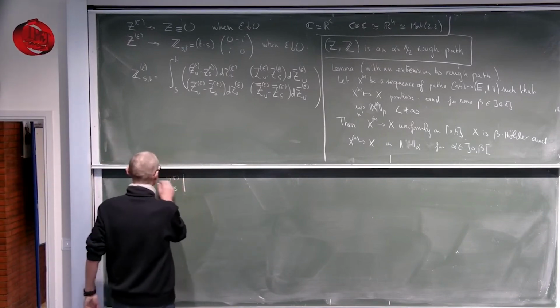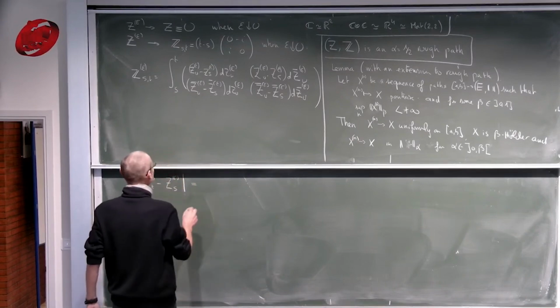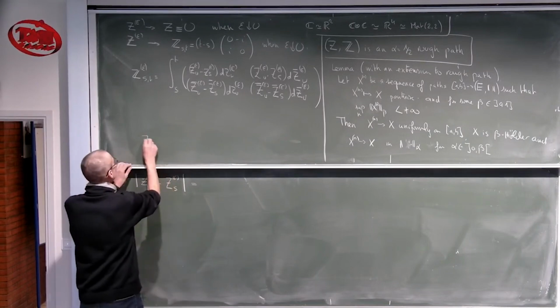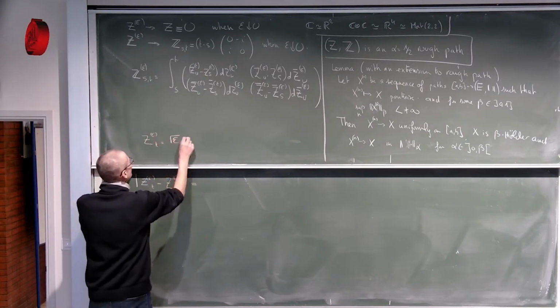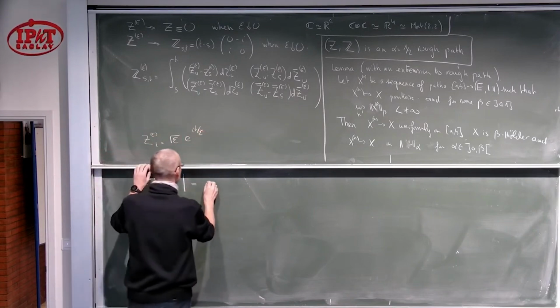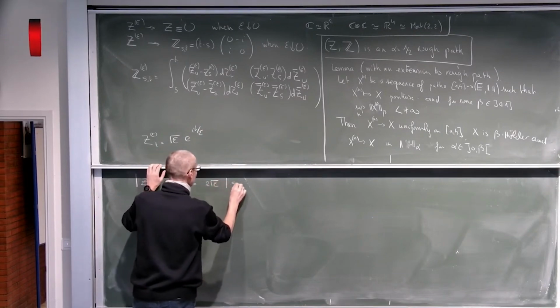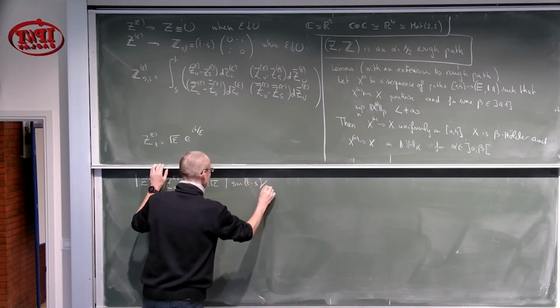Okay, so let's do it gently. I recall, let me remind you, that Z^epsilon_t is square root of epsilon times e^{it/epsilon}. So you will probably not be surprised if I tell you that this is 2 square root of epsilon times the absolute value of sine of (t minus s) divided by 2 epsilon.